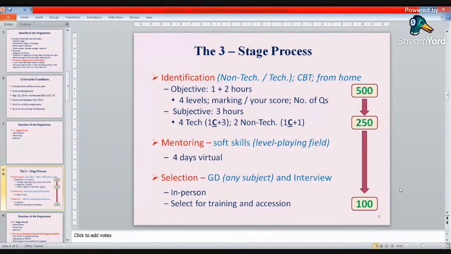We don't give you a fixed number of questions, like 100 questions or 120 questions. There is no limit to the number of questions you want to answer. We have 6,500 questions in the question bank, all validated and calibrated. You just keep answering questions. Somebody may answer 50 questions in 3 hours. Somebody may answer 100. Somebody may answer 200. What we will see at the end is what is your score. On the basis of the scores, we will shortlist the top 500.